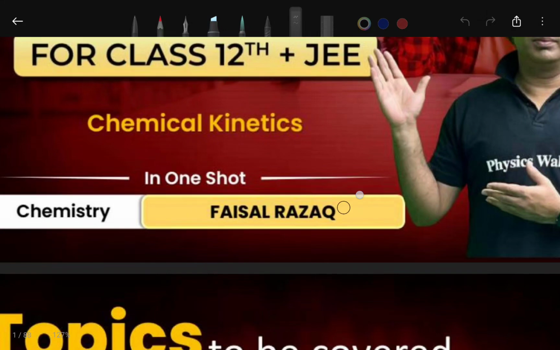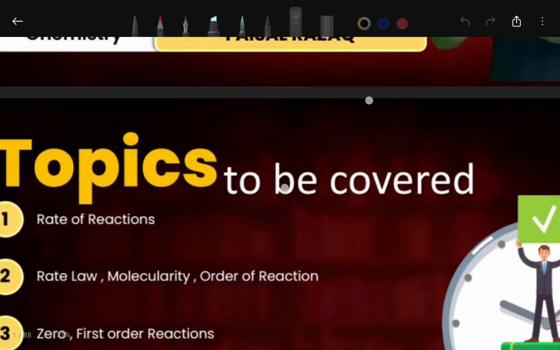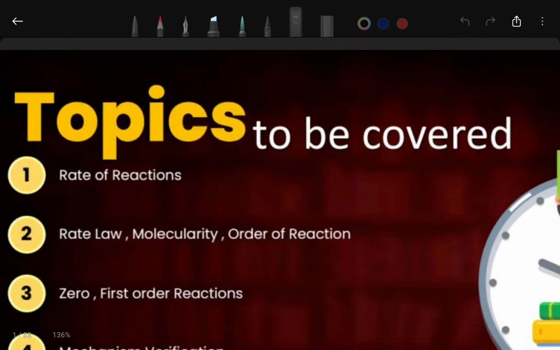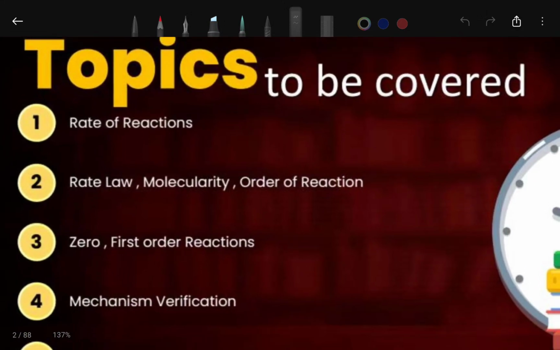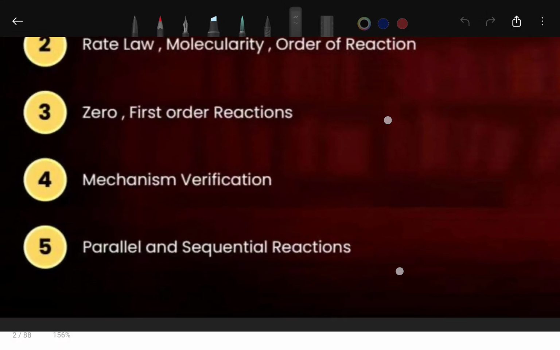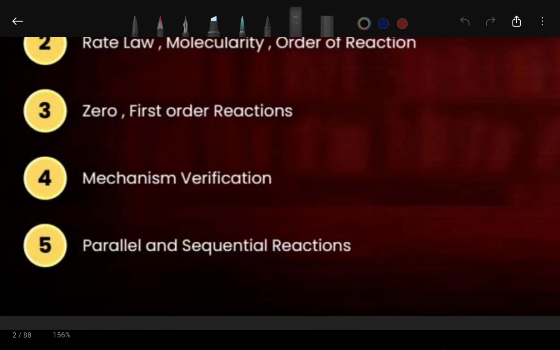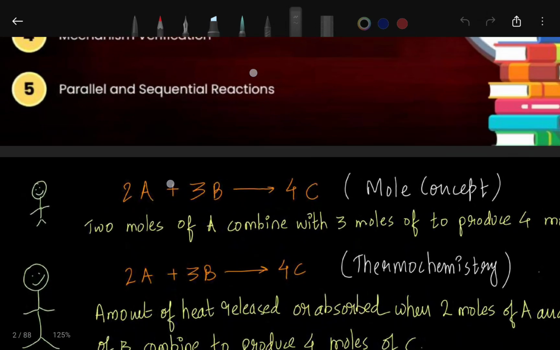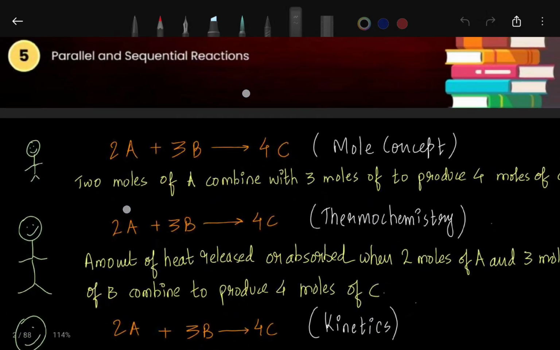We start with the different topics in chemical kinetics, like rate of reaction, rate law, molecularity, order of reaction, zero order and first order reactions, mechanism verification, and parallel and sequential reactions. Let's discuss them one by one and also learn the concepts that are used in the chapter.